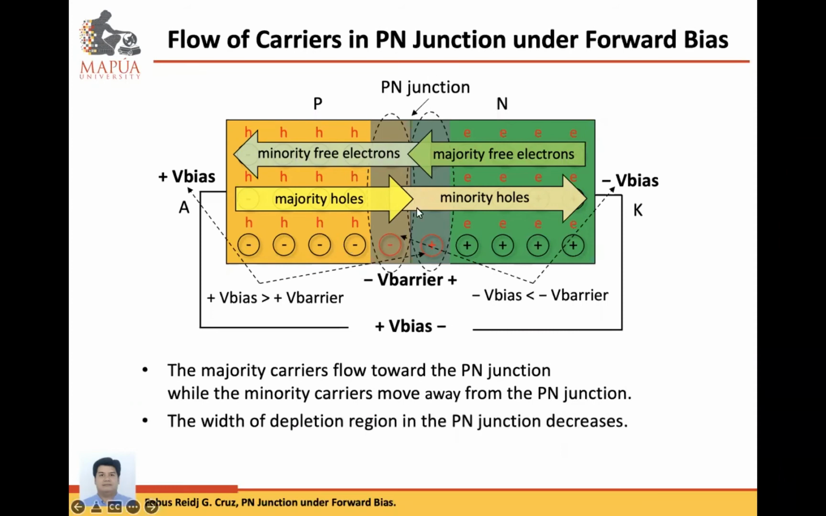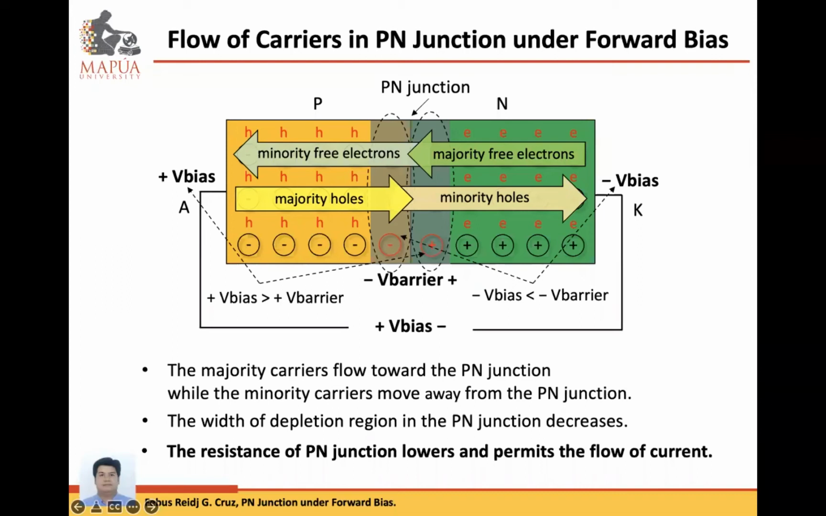And because of the presence of the carriers, the depletion region eventually disappears in forward bias. So again, depletion region is described as the area in the PN junction without any charge carriers. And when we apply forward bias, in the PN junction, we now have carriers. May free electrons, then we also have holes. So that means this area is no longer depleted. All right, so we can say that the width of the depletion region decreases in the PN junction.